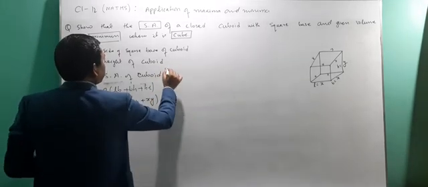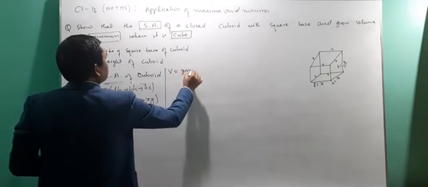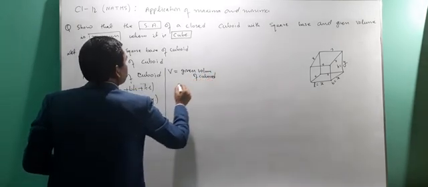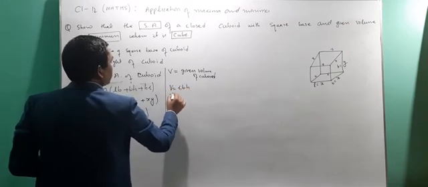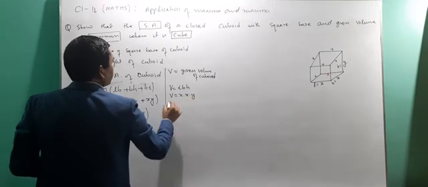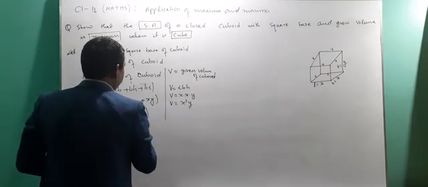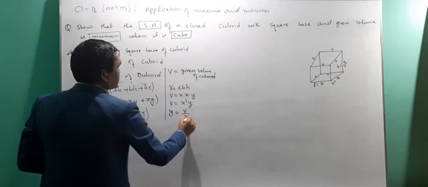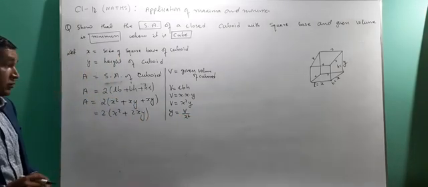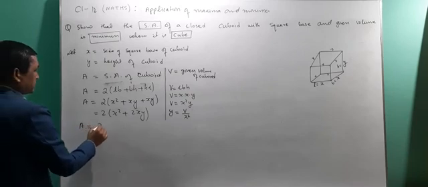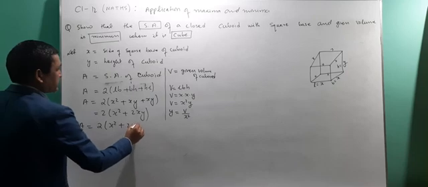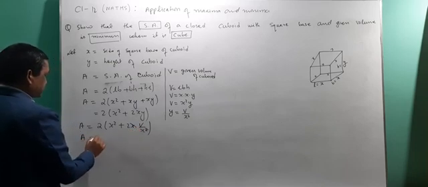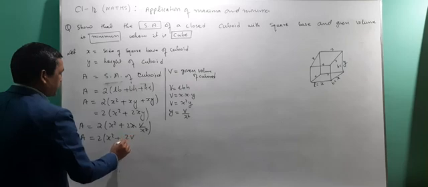Volume is given, so the given volume of the cuboid V equals length times breadth times height. Length is x, breadth is x, height is y, so V equals x square y. Now we get the value of y from here: y equals V divided by x square. Now substitute in the main equation to make it one variable. A equals 2x square plus 2x times V by x square. The x cancels, so A equals 2x square plus 2V by x.